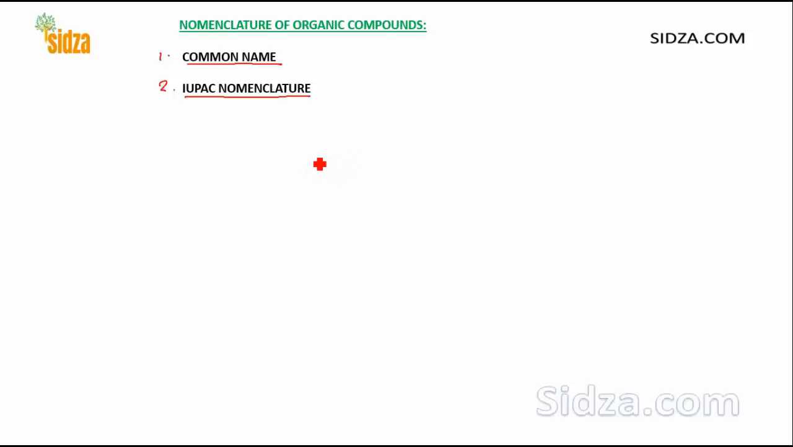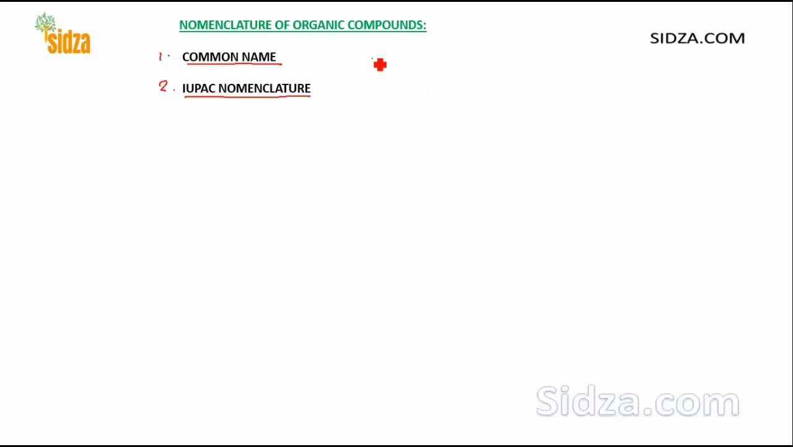In the early stages of organic chemistry, most of the compounds that were obtained were obtained from natural sources. Most of the organic compounds that people got were actually derived from natural resources. So that's why most of the compounds were named after the source of their origin, right? From the source of the origin, accordingly the compound got its name.